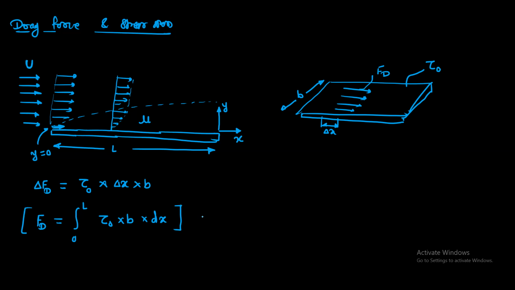So this is the formula for the drag force. There is a second formula for the drag force. FD is equal to 1 by 2 the drag coefficient CD into rho A U square. So by using both these formulae, we can determine the drag force acting on the plate.